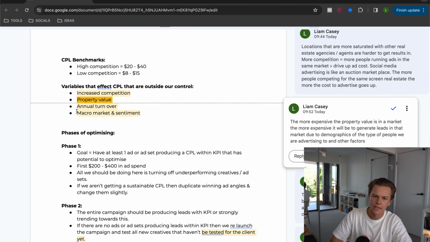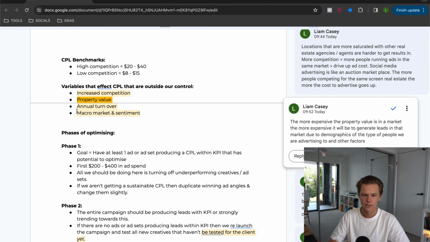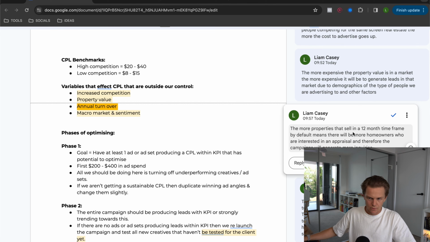Annual turnover is looking at what percentage of properties historically transact within that market or location. Again, these are things outside of our control and not something we're meticulously analyzing, but it's a data point to give us context and know if it's going to be more or less expensive to advertise. If our client tells us this location has a much higher turnover rate than another, we're going to recommend advertising to the high turnover area, because the more properties that sell within a 12-month time frame, the more homeowners are interested in appraisal, and therefore the campaigns are going to generate more inquiries.